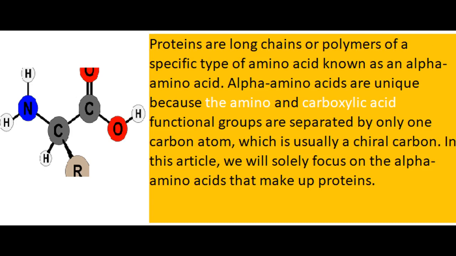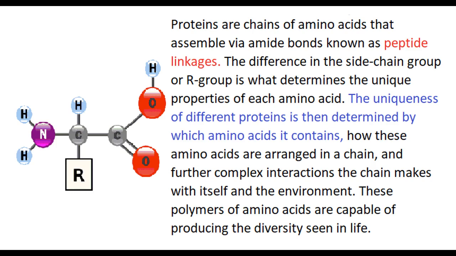Proteins are long chains or polymers of a specific type of amino acid known as an alpha amino acid. Alpha amino acids are unique because the amino and carboxylic acid functional groups are separated by only one carbon atom, which is usually a chiral carbon. In this article, we will solely focus on the alpha amino acids that make up proteins.